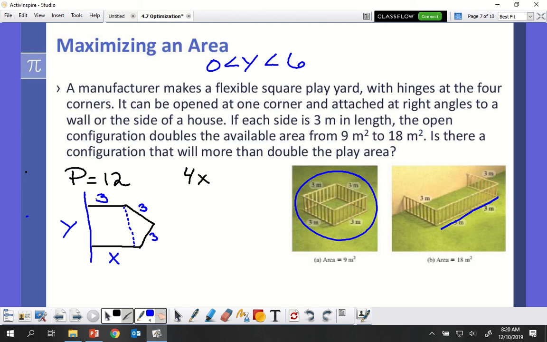Yeah. Can't you just split it, is the dashed line 3? No, it's not 3. It's going to be my y. Because I don't know what it is. It's somewhere between 6 and 0. Right? Because I'm opening this up or closing it down. So somewhere between 6 and 0.